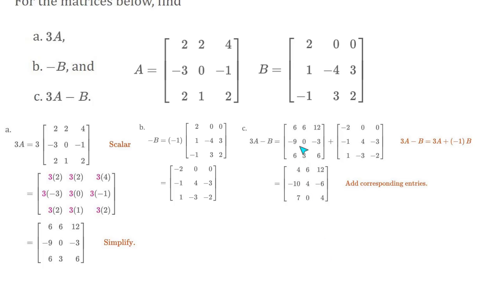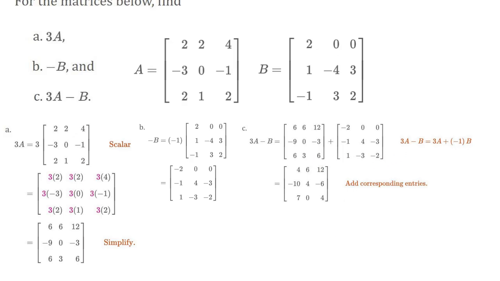And so to add them, we're going to have 6 plus negative 2 is 4. 6 plus 0 is 6. 12 plus 0 is 12. Negative 9 plus negative 1, negative 10. 0 plus 4 is 4. Negative 3 and negative 3 is negative 6. 6 plus 1 is 7. 3 plus negative 3 is 0. And 6 plus negative 2 is 4.